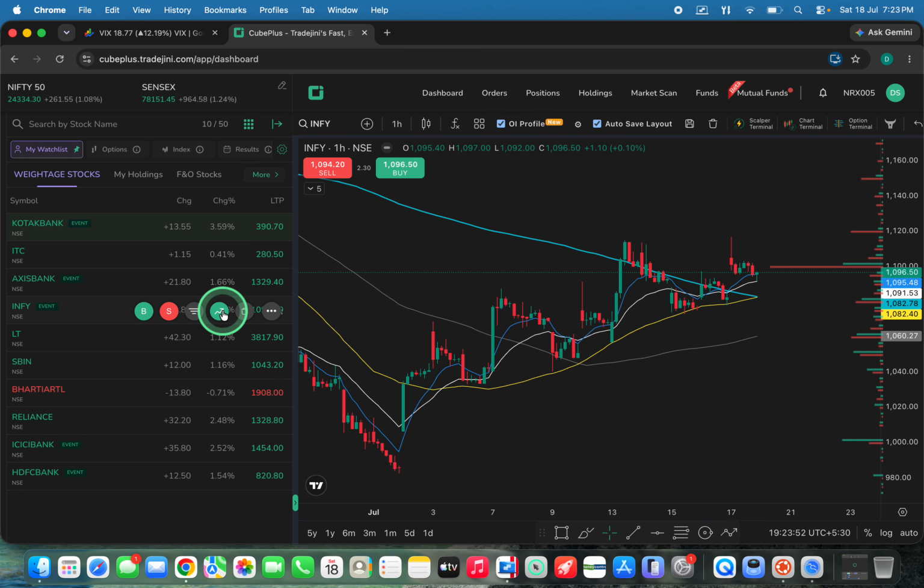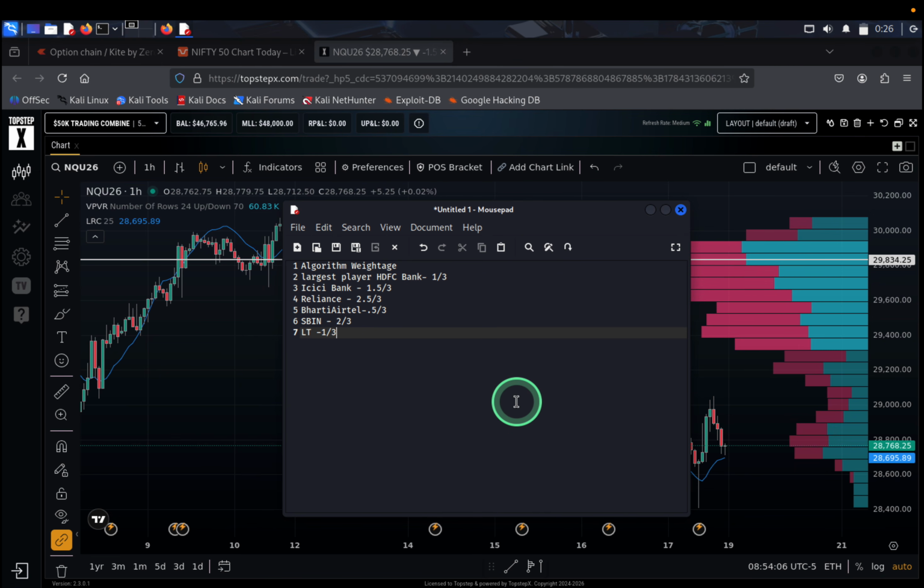Infosys is picking up the pace now, finally above moving averages, and this can turn into short covering later. You have to judge the trend of the weighted stock. The trend is still good, so 1.5 out of 3.